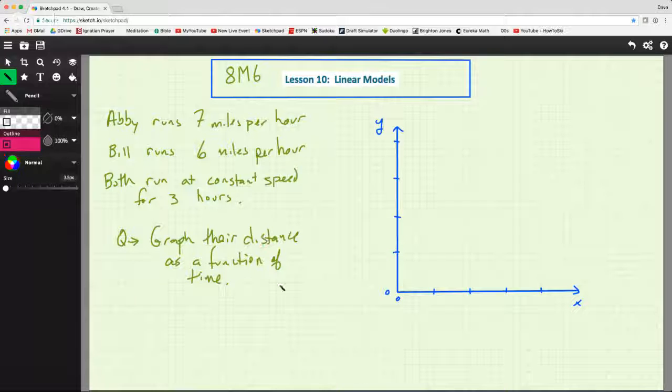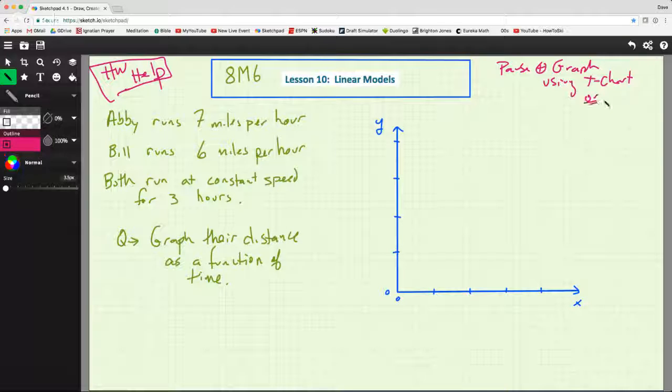So we're going to graph their distances as a function of time. Well, one easy way to do this is just to make a t-chart and then graph it. So let's do that. This is homework help. And so I want you to pause and graph using a t-chart, or another method if you want. I'm going to use a t-chart because it's really pretty straightforward. There's other ways to do it. Okay, I assume you've paused and tried.